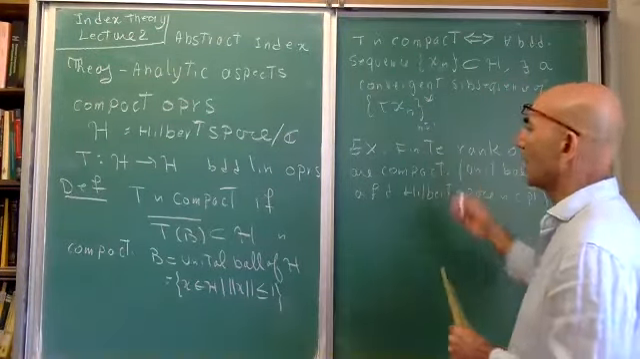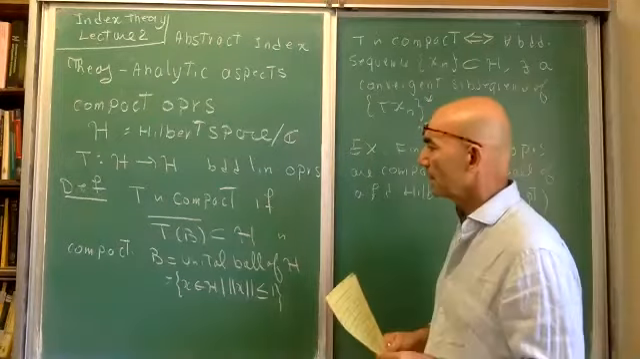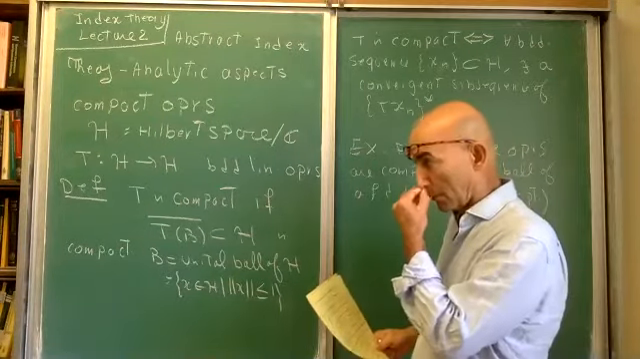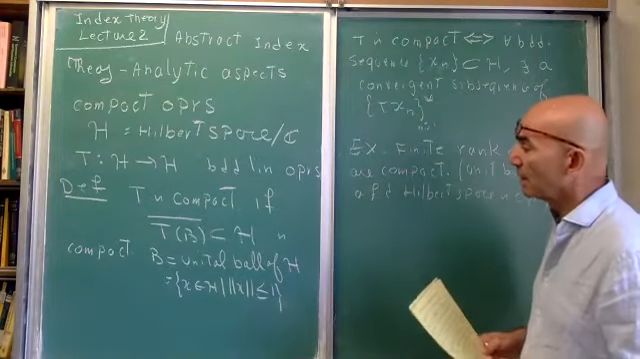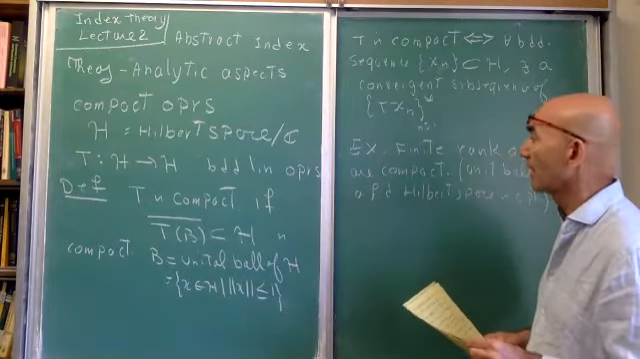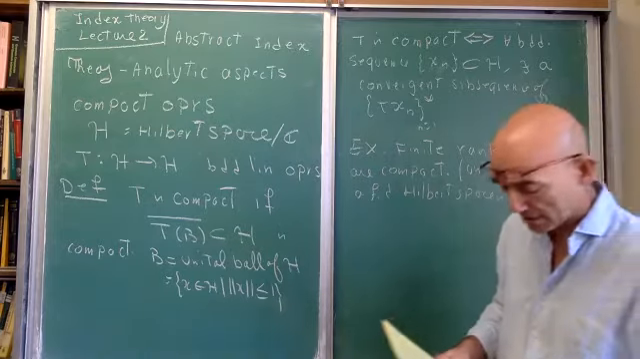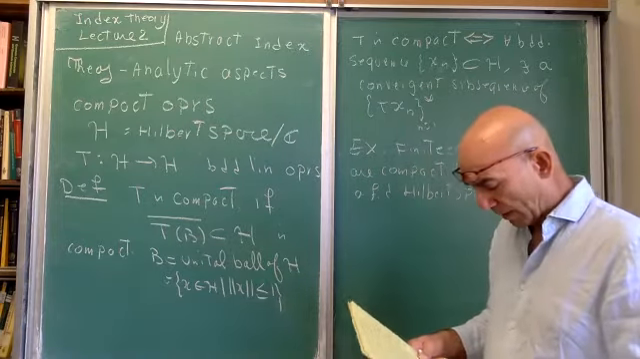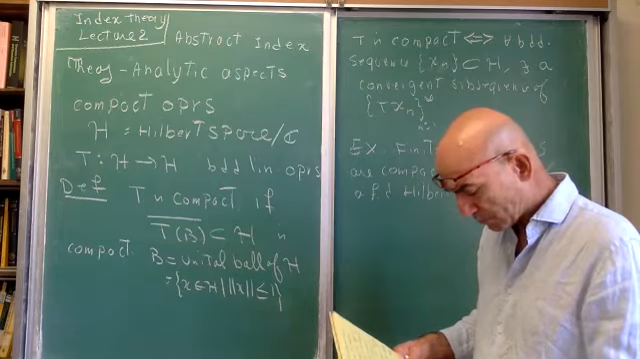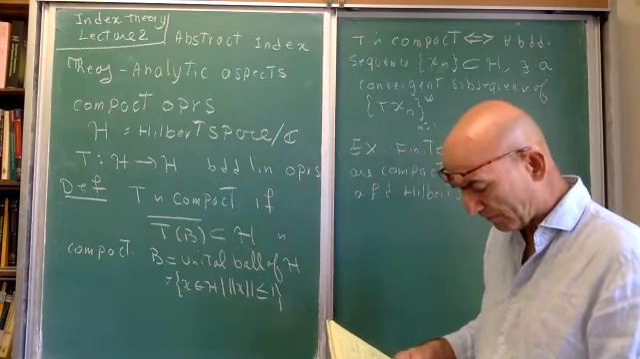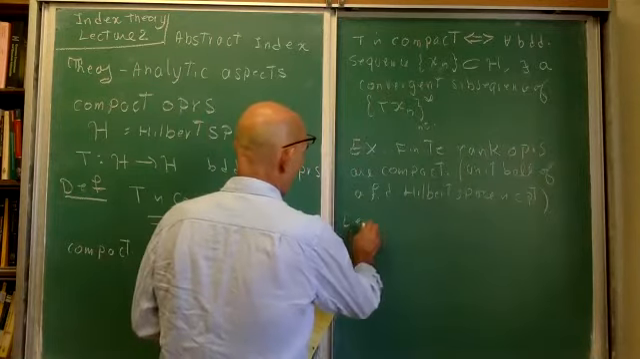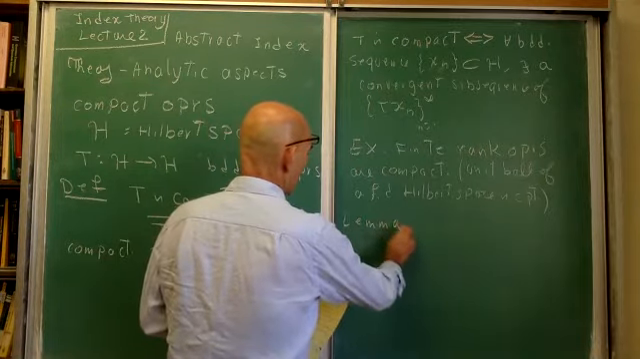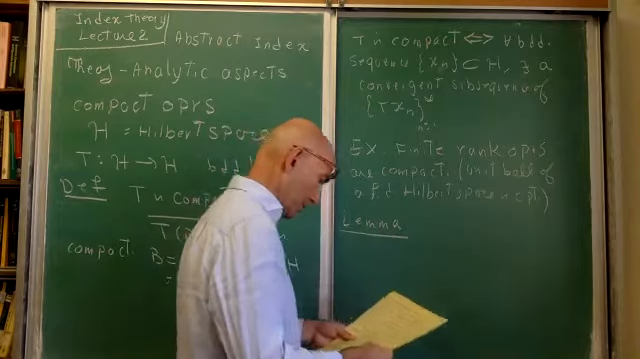So these are certainly compact operators, but the question is whether there are compact operators which are not finite rank. The answer is yes, there are many. So let me prove a lemma first. I'll just sketch the proof, but the idea is clear.